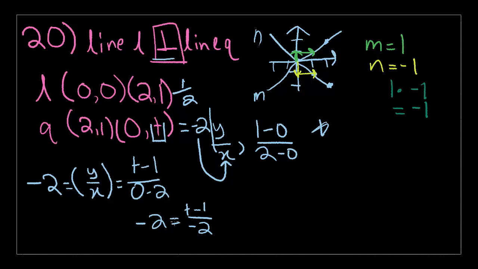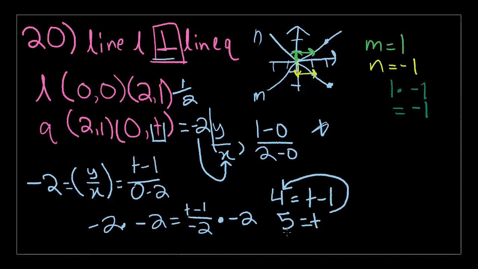Now from here what we want to do is get rid of the denominator, so we multiply both sides by negative 2. And so this equation becomes 4 is equal to t minus 1. And then we add the 1 over here. 5 is equal to t. So the value of t is equal to 5. And that is choice E.